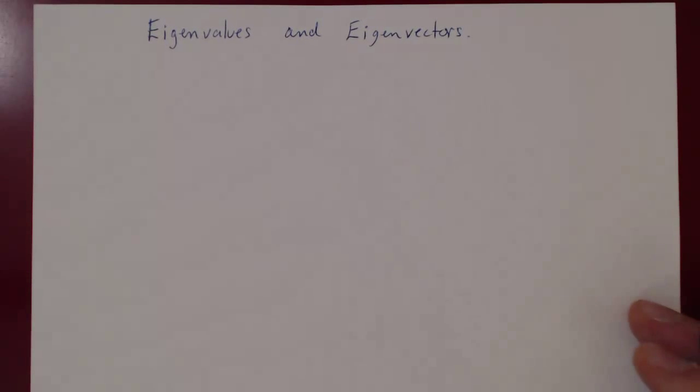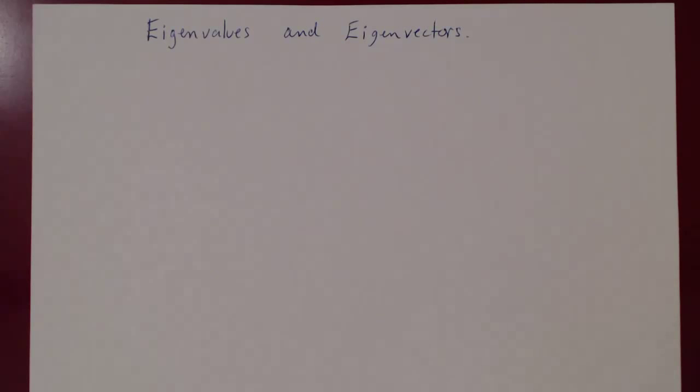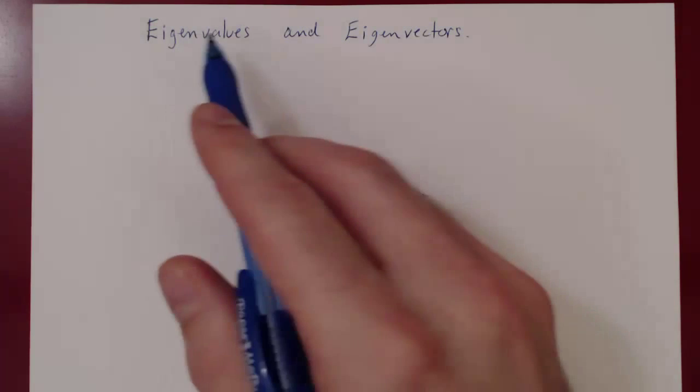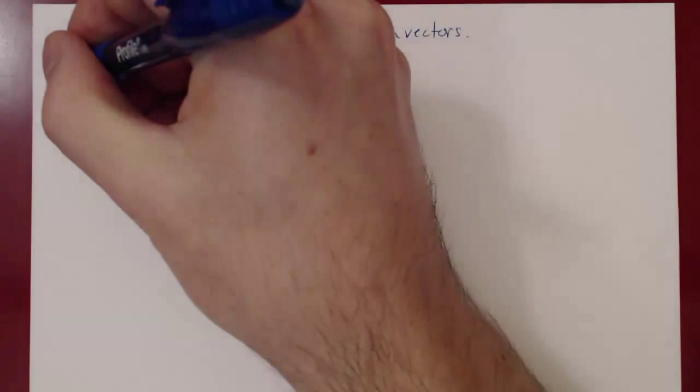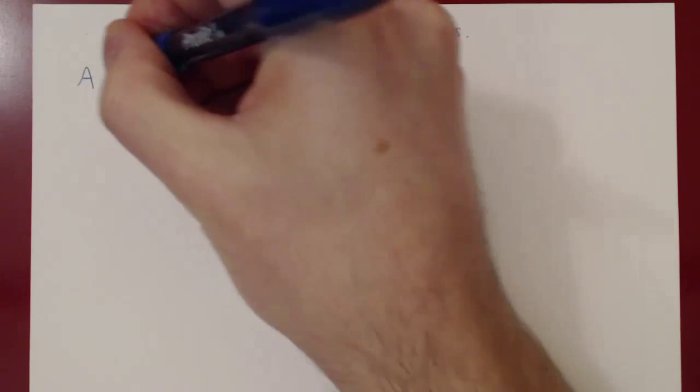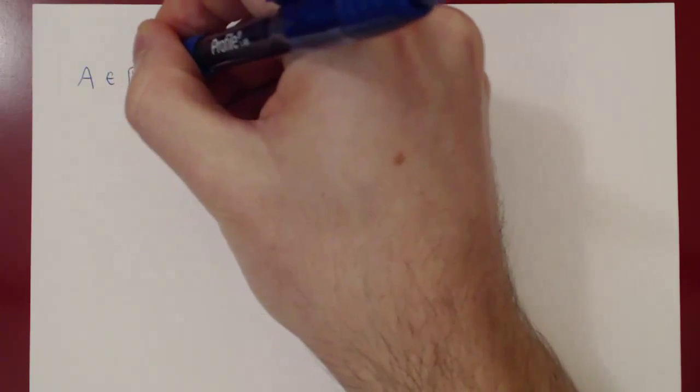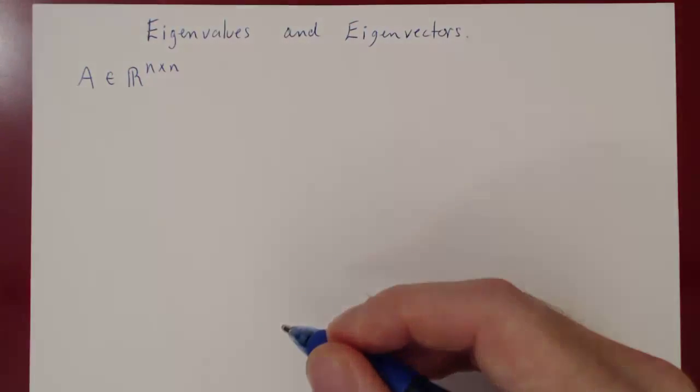Okay, so in this video, we'll consider an application of the determinant. And this is called eigenvalues and eigenvectors. Let's consider the premise. We assume we have a square matrix A. So suppose A is an n by n matrix.